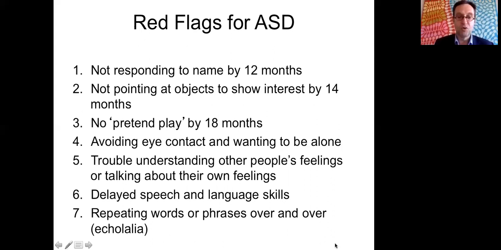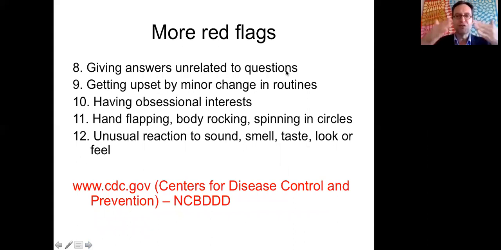Repeating words and phrases over and over, you remember I mentioned echolalia, so that could be a red flag for autism. Giving answers unrelated to questions, so if it really doesn't feel as though there's a conversation between a child and a parent, and if you think, where did that come from?